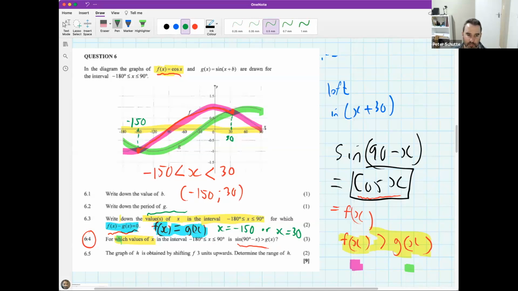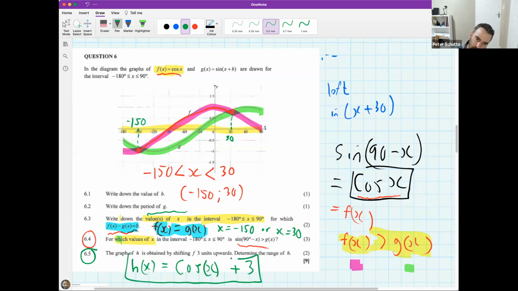So let's have a look then at 6.5. It says the graph of h is obtained by shifting f 3 units upwards. So they're saying, look, there's this new function h of x, and the way we get it is we take whatever f is, so f of x is just cos x, but now I want to shift it up by 3. So in this case, the plus 3 is just sitting on the end here. So we've created a new function by saying whatever f was, add 3. And what they want to know is, what is the range of h? So if we take this new function h, what is the range of h?